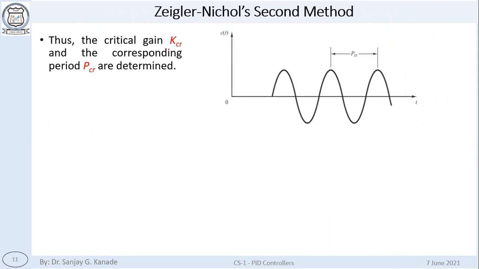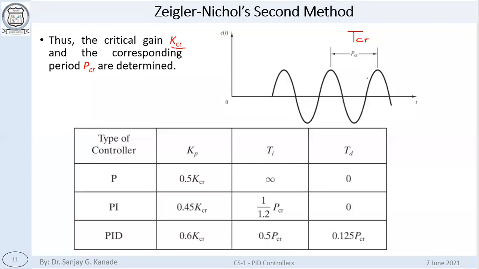And the critical gain KCR is the gain at which we get the sustained oscillations, and this is the period of sustained oscillation, PCR. PCR, or sometimes it can be represented as TCR, okay? But to avoid it with a lot of T's, PCR is used, okay? Period of sustained oscillations. And once you get these two parameters, KCR and PCR, you get the tuned values of the parameters using the Ziegler-Nichols method.